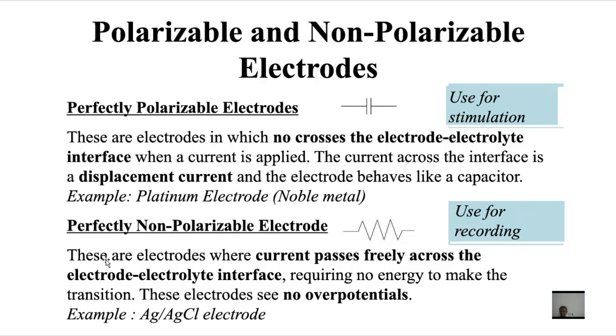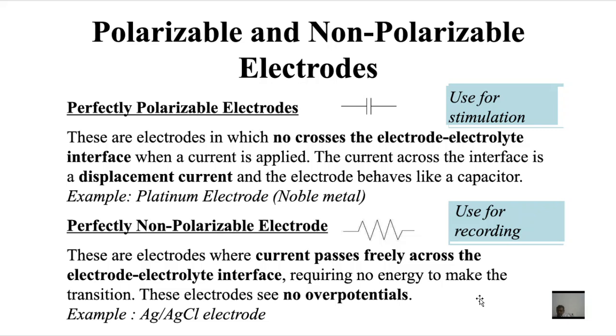What is the meaning of perfectly non-polarized electrode? These are electrodes where current passes freely across the electrode-electrolyte interface when a small current is applied to the interface, requiring no energy to make the transition. Without any external energy, when a small current is applied to the interface, some ions will move across the interface. So the current passes freely across the electrode-electrolyte interface, which is called the perfectly non-polarizable electrode.